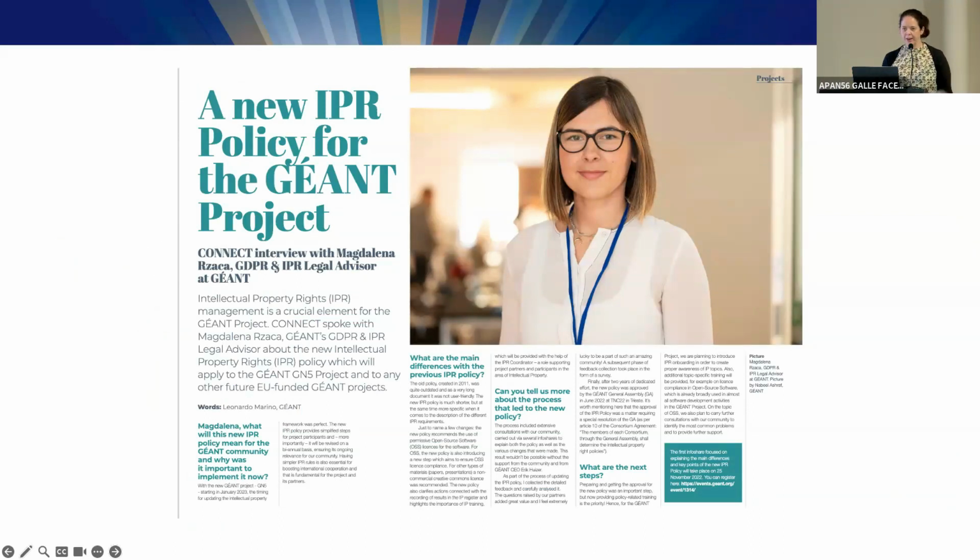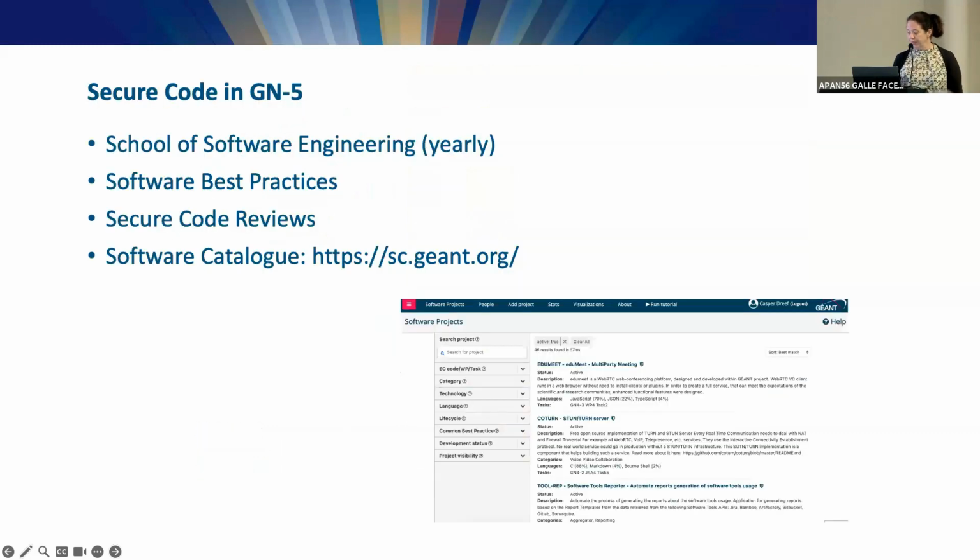For example, we provide a lot of code through things like EduRoam and EduGain. Is our IPR policy very clear on that? If we've had a developer work on that project, are we clear that we own their IPR so we can make it available to other people? She's done a fantastic piece of work on that. If people are interested in the policy, I'm happy to share it. We're happy for people to reuse it if they want to locally.